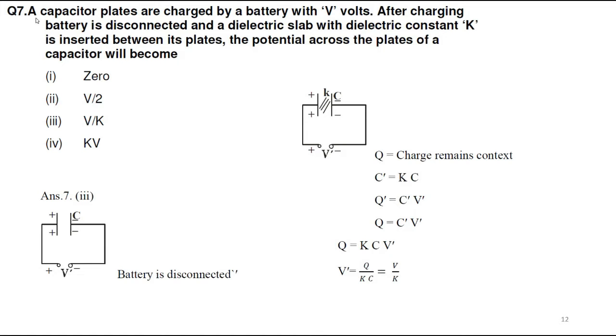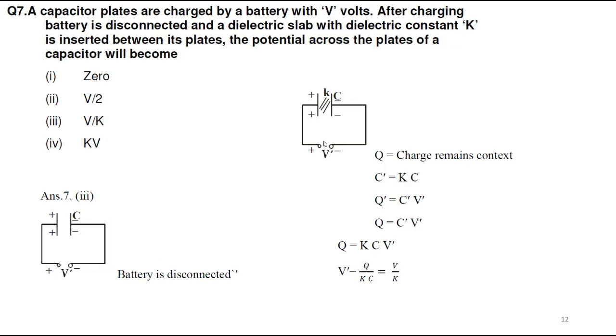Question number 7. A capacitor's plates are charged by a battery with V volt. After charging, the battery is disconnected and a dielectric slab with dielectric constant K is inserted between its plates. The potential across the plates of the capacitor will become: option 1, 0; option 2, V by 2; option 3, V by K; option 4, kV.